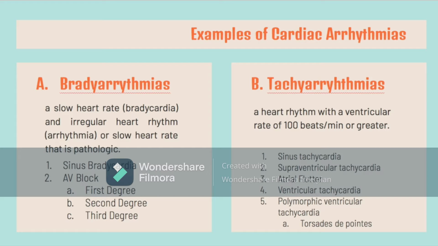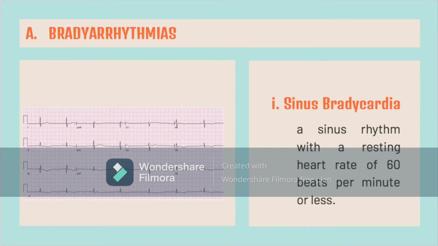For the tachyarrhythmias, it is a heart rhythm with a ventricular rate of 100 beats per minute or greater. With tachyarrhythmias, we have sinus tachycardia, supraventricular tachycardia, atrial flutter, ventricular tachycardia, polymorphic ventricular tachycardia, and with polymorphic ventricular tachycardia is torsades de pointes. So for the bradyarrhythmias, we have sinus bradycardia, a sinus rhythm with a resting heart rate of 60 beats per minute or less. And on the side of it is an ECG of the sinus bradycardia.